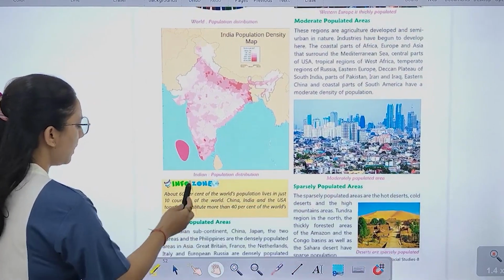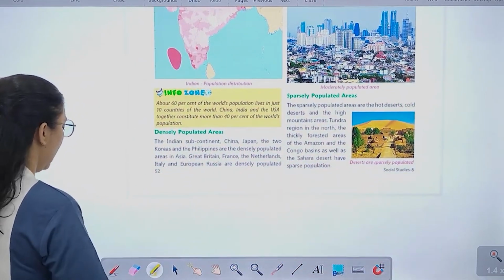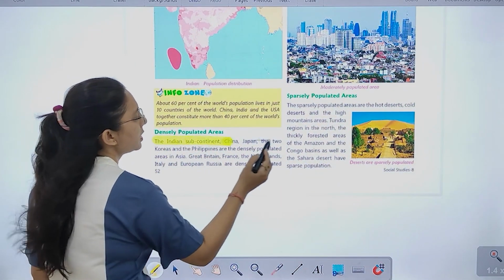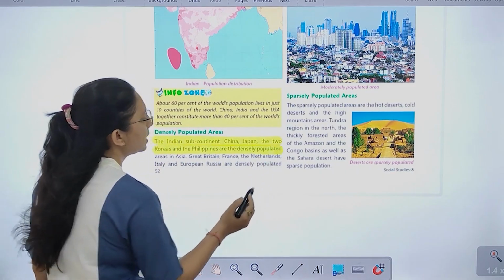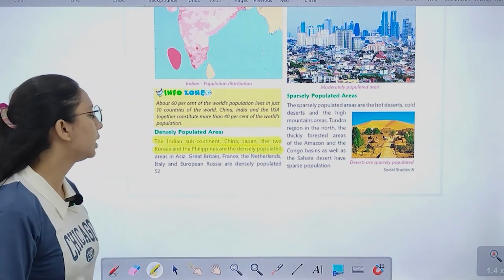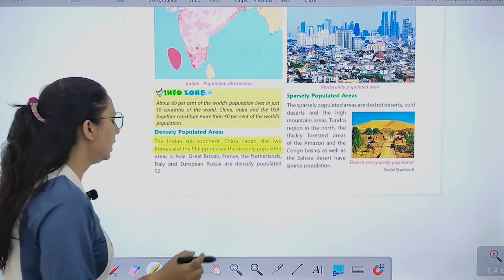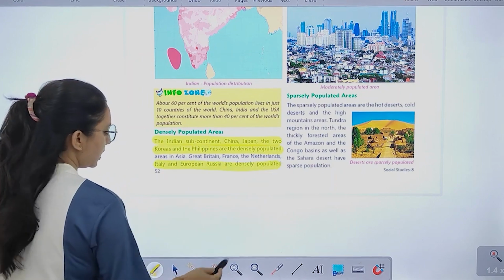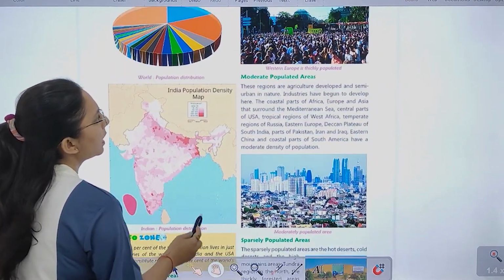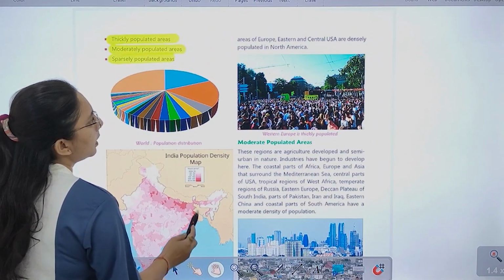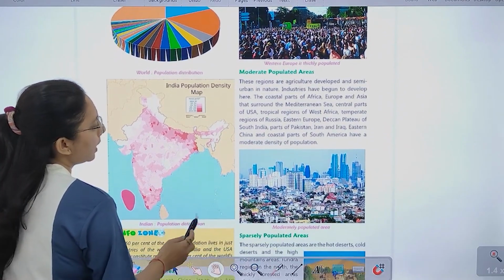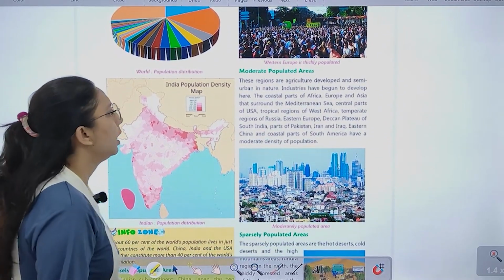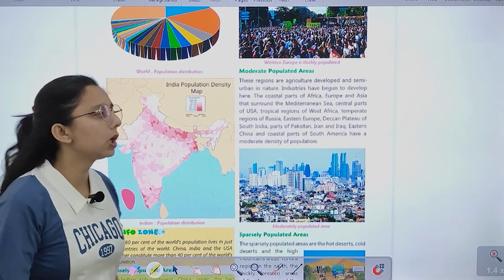If we talk about densely populated areas, in India, the subcontinent, China, Japan, Korea and Philippines are densely populated. Great Britain, France, Netherlands, Italy and Europe, Russia, are also densely populated. And you can say that Europe, Australia and North America are less populated. What are moderately populated areas?